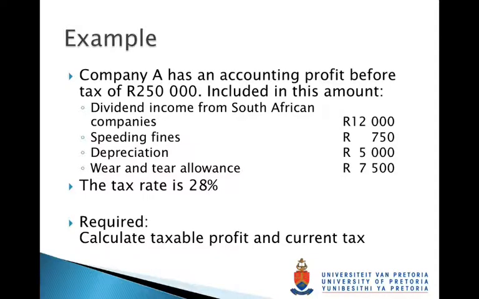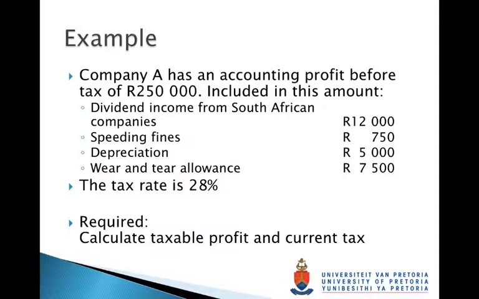If we look at an example of how to calculate current tax, company A has an accounting profit before tax of 250,000. Included in this amount is dividend income from South African companies, speeding fines, depreciation, and wear and tear allowances, and we give you the tax rate is 28%. Then we say calculate taxable profit and current tax. The taxable profit is the taxable income.